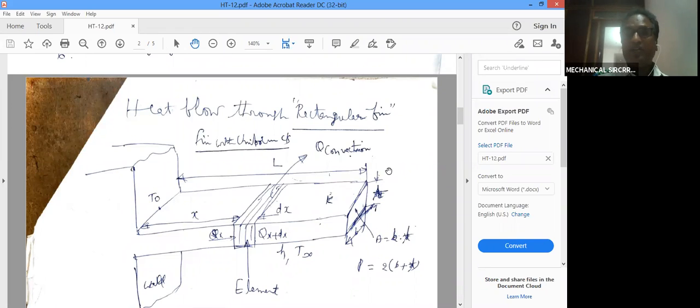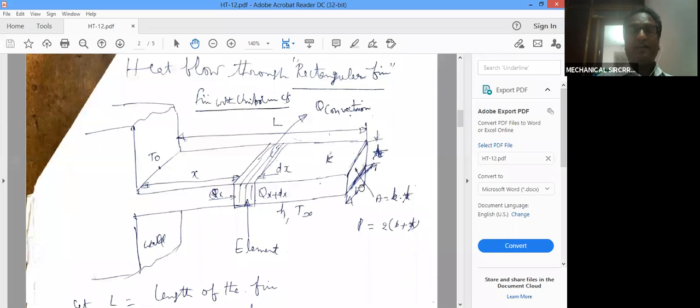All of you observe motorcycle engines. If you observe a motorcycle, the number of fins are provided. Heat is transferred from the engine to the air, the outside convective environment. So heat goes from the engine to the outside air.